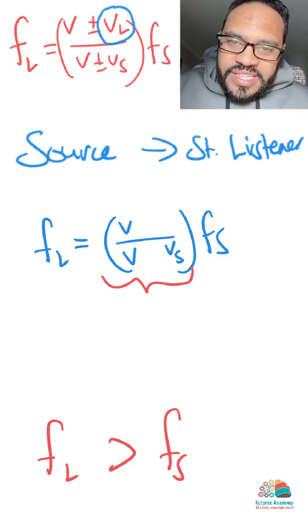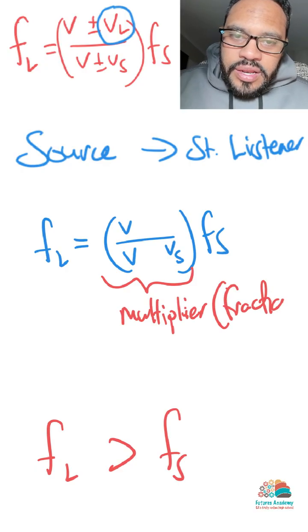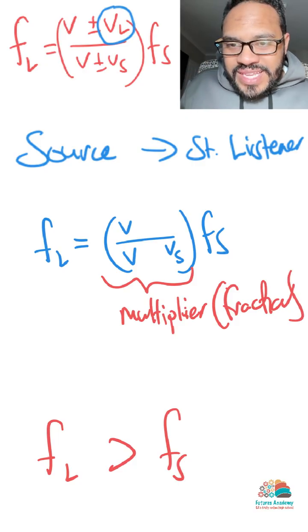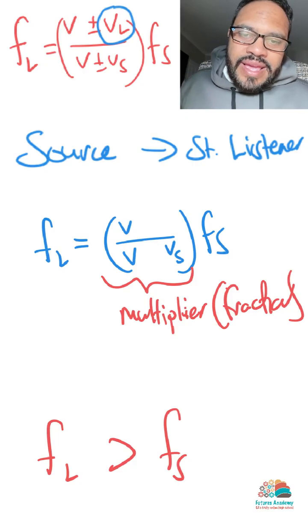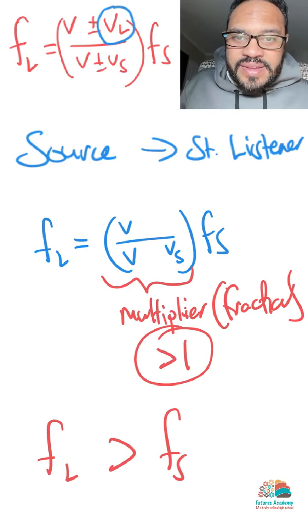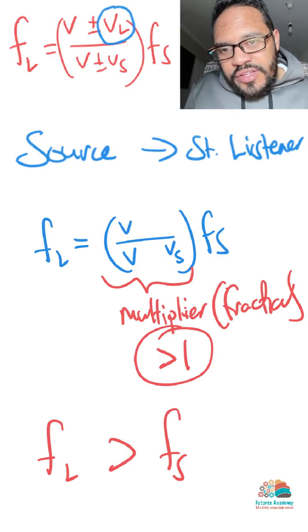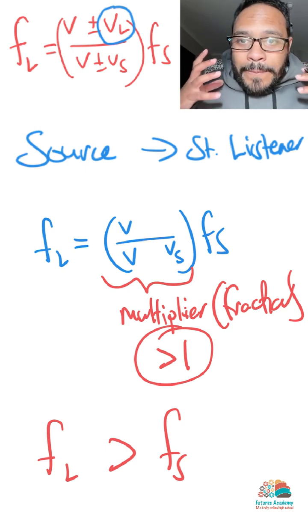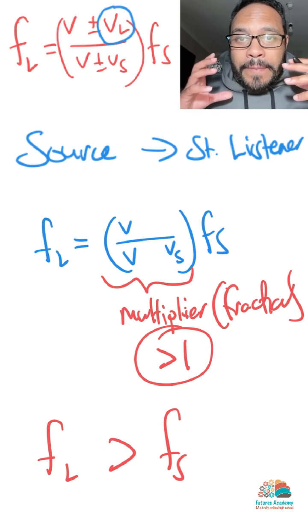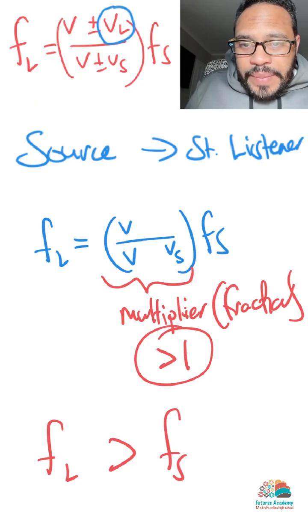Now, I want you to think again about this multiplier. The multiplier in this case is a fraction. Now, for a fraction, if I want FL to be greater than Fs, the Fs must be multiplied by something that is greater than 1. This is maths. This bracket is multiplied by this thing, and I need this thing over here to be bigger than 1. Now, for a fraction to be bigger than 1, the numerator, the number on top, must be bigger than the number at the bottom.